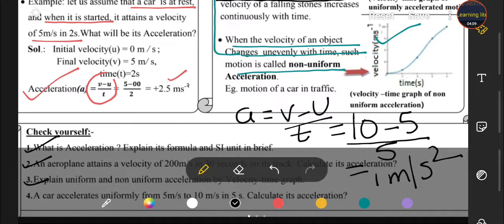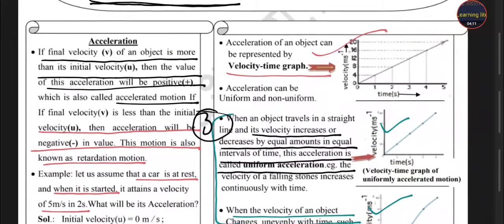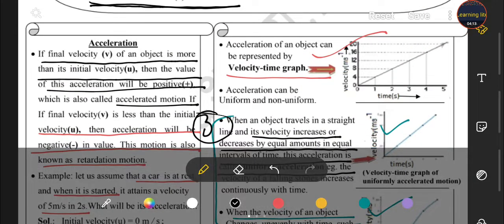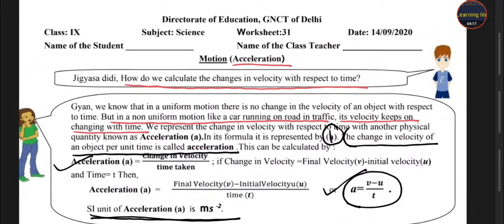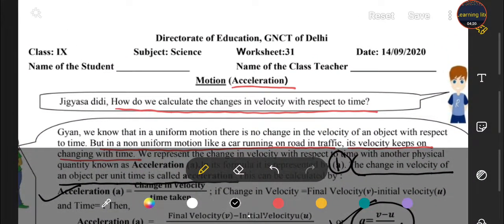I think this worksheet is clear to you. You have no doubt about uniform and non-uniform acceleration and what is acceleration and retardation. I think you can clear all doubts about acceleration, when it is positive, when it is negative, and what is the SI unit? Meter per second square.